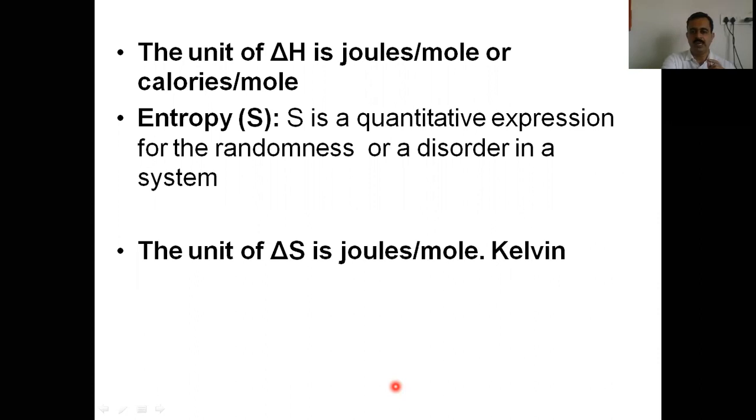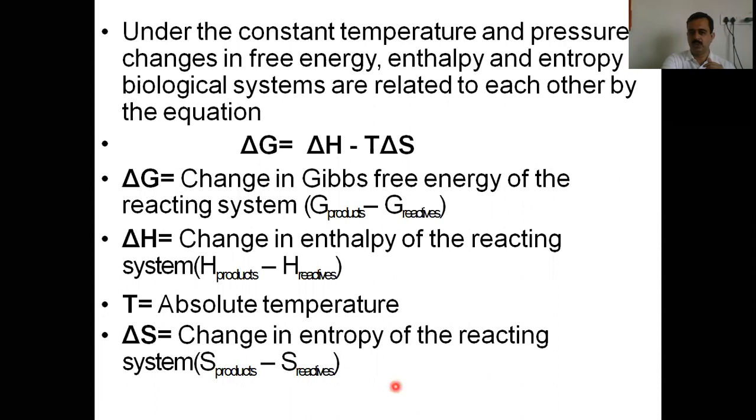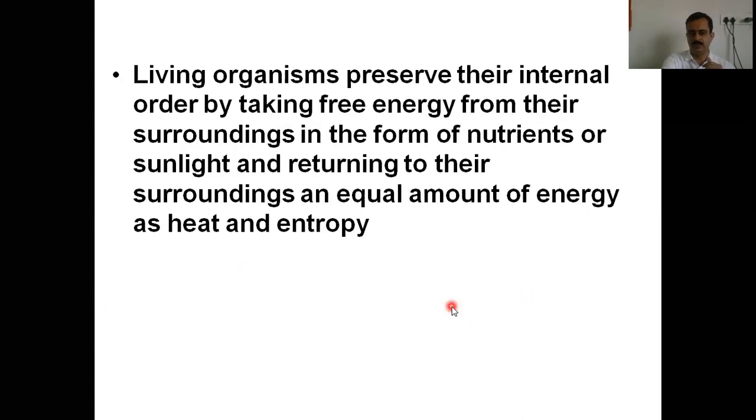Now entropy. S is a quantitative expression for randomness or disorder in the system. Again, the unit of delta S is joules per mole per Kelvin. So these are how free energy has been calculated, enthalpy is calculated, entropy is calculated. We have already gone through this particular part.